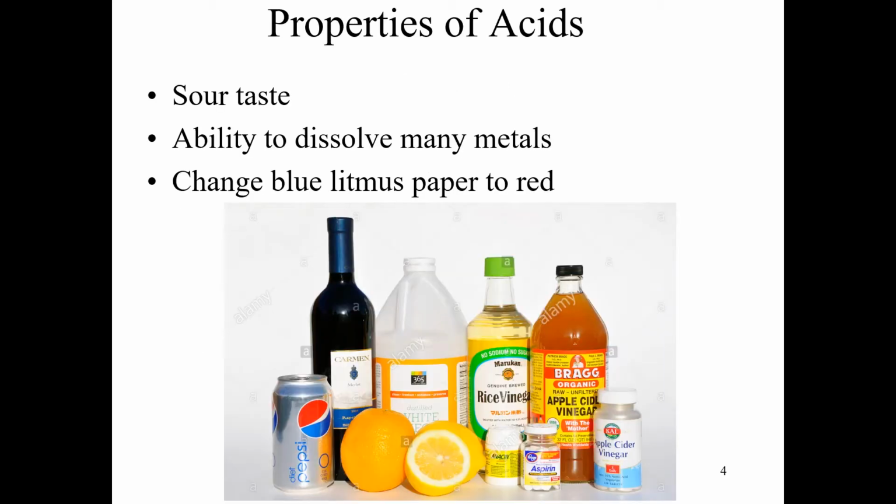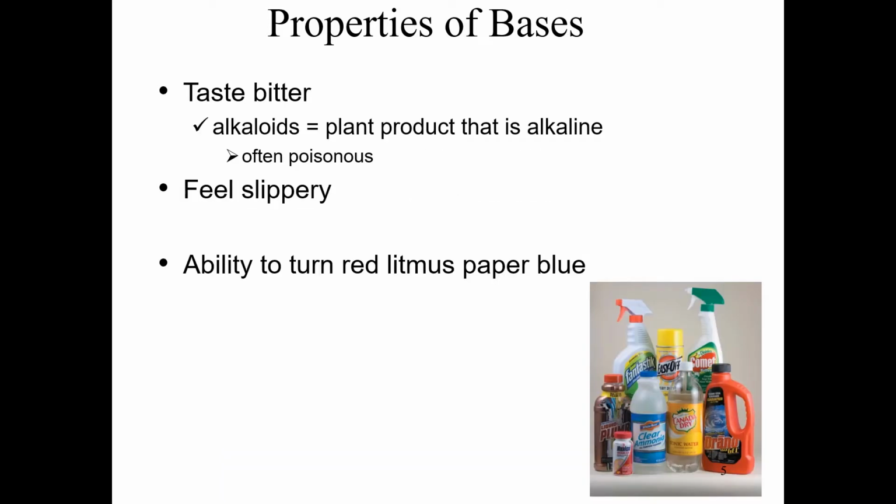Now, in our household, we might always find things that contain acids in them. Those that we can taste are typically sour to the taste. Acids can dissolve many metals, and they also have an interesting property. They change blue litmus paper to red. We'll see that in a few moments.